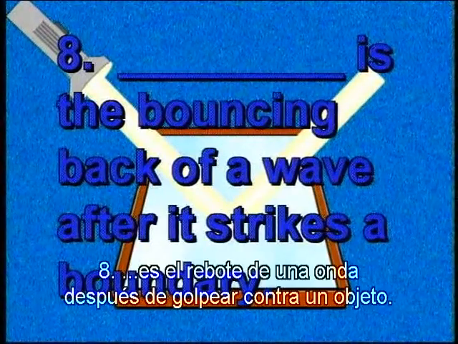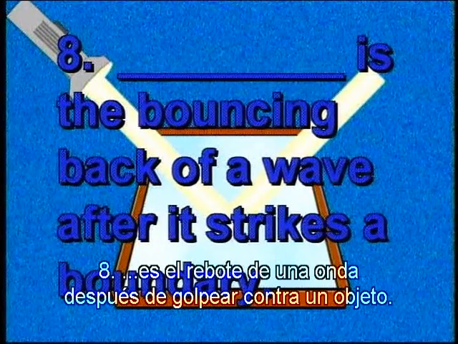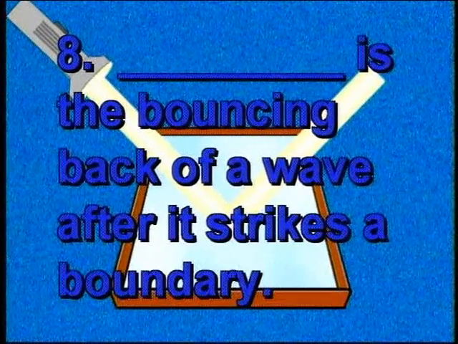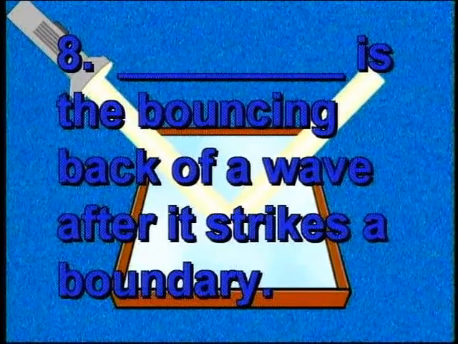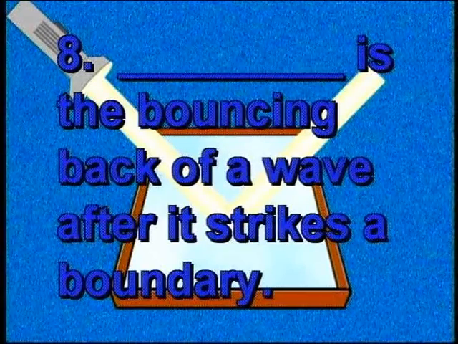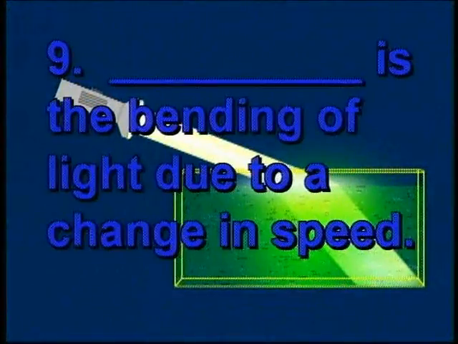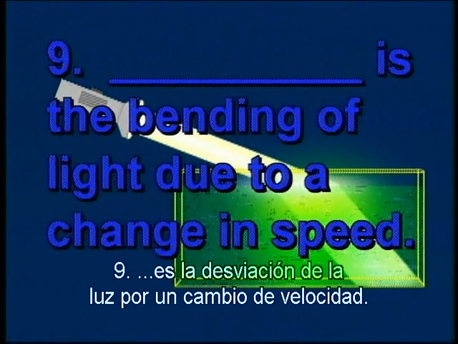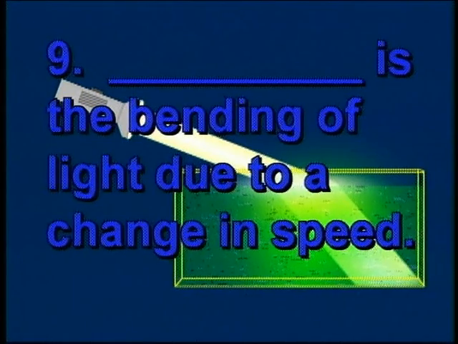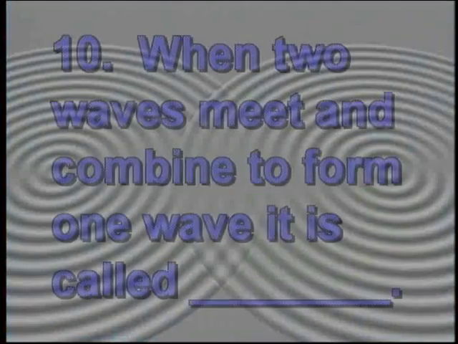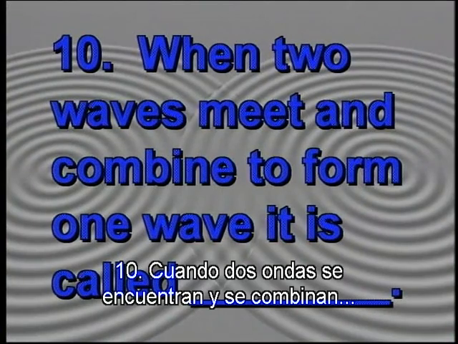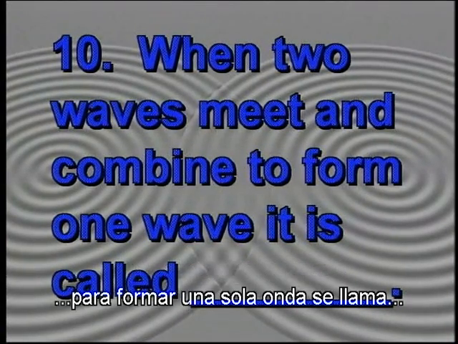Number 8, blank is the bouncing back of a wave after it strikes a boundary. Number 9, blank is the bending of light due to a change in speed. And number 10, when two waves meet and combine to form one wave, it's called blank.